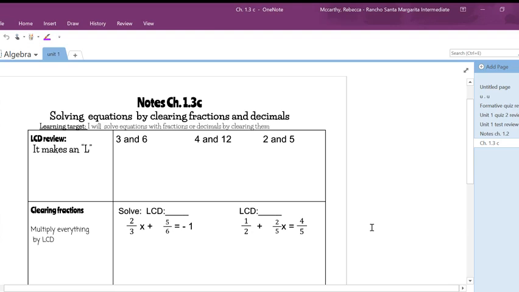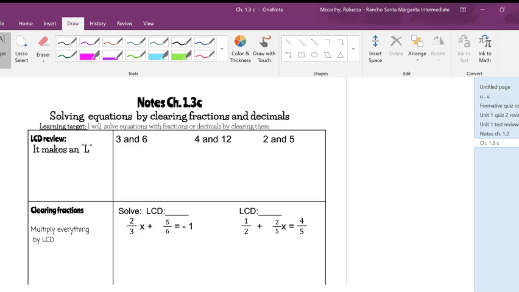Over notes, chapter 1.3c. These notes will cover solving equations by clearing fractions and decimals, and that is our learning target for today. Anytime I use black, that's your pencil, and when I use a colored pen, that's your colored Flair pen. I just want to review some things here.